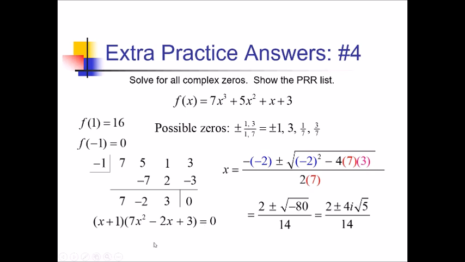So going back here, I have an x value of -1 as one of my zeros because of this x plus 1 factor. And now I can simplify this quadratic piece here by simplifying everything by 2. I can call this 1 plus or minus 2i radical 5 all over 7. And that's 1, 2, 3 different answers because I have a cubic polynomial, so that's what we would expect.